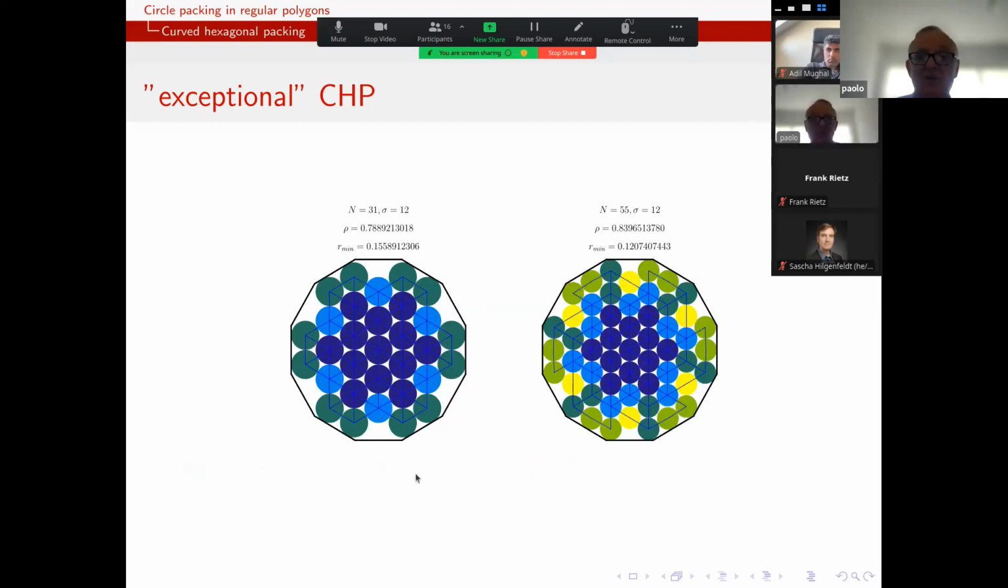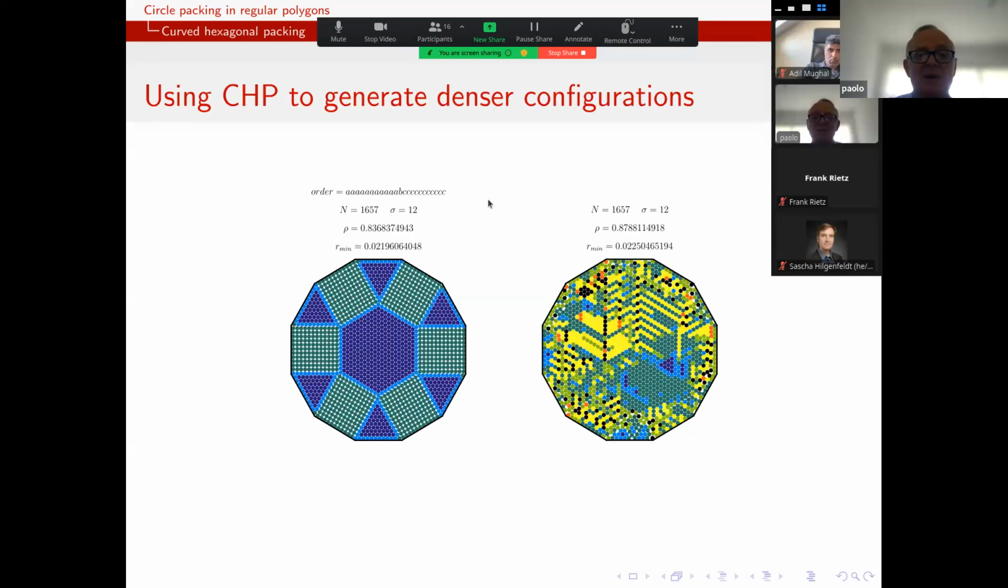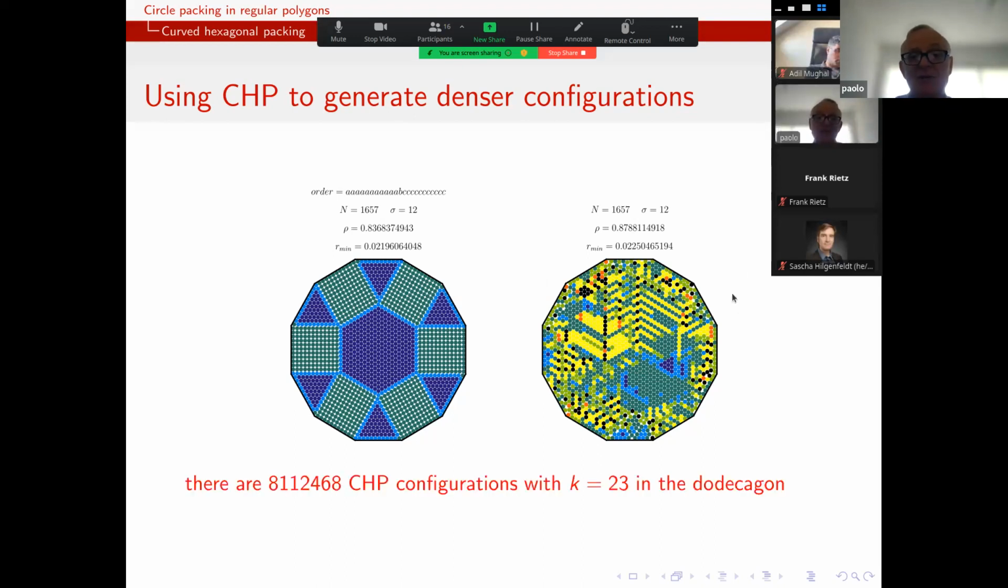And there are other kinds of hexagonal configuration. This wouldn't really be CHP, it would be more hexagonal because this is a perfect hexagonal packing inside. And then we also did an experiment with a much bigger configuration. It is really fast to produce CHP configurations for very large N. This is 1,657 disks. Actually, this is quite not optimal, but we applied to this configuration the algorithm 2, 1 iteration, and we got a much denser configuration.